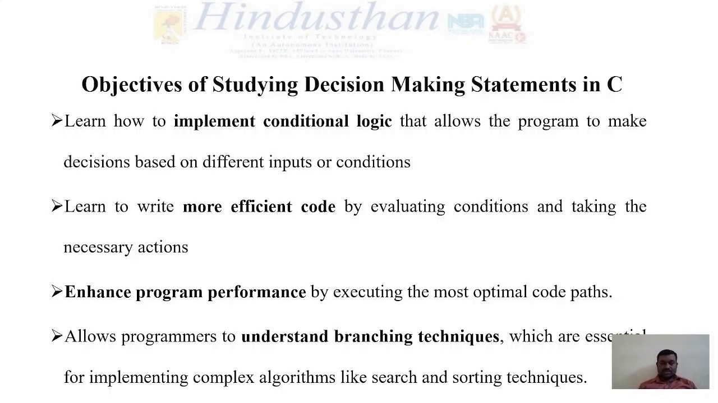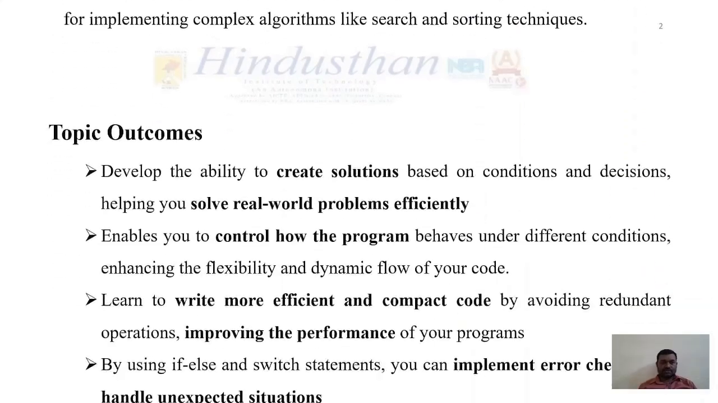The second objective is to learn to write more efficient code by evaluating conditions and taking the necessary actions, to enhance the program performance by executing the most optimal code paths. It also allows programmers to understand branching techniques, which are essential for implementing complex algorithms like sorting and searching techniques.